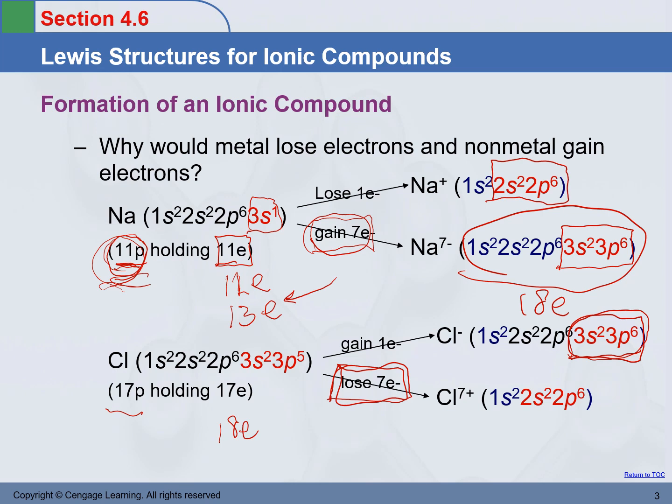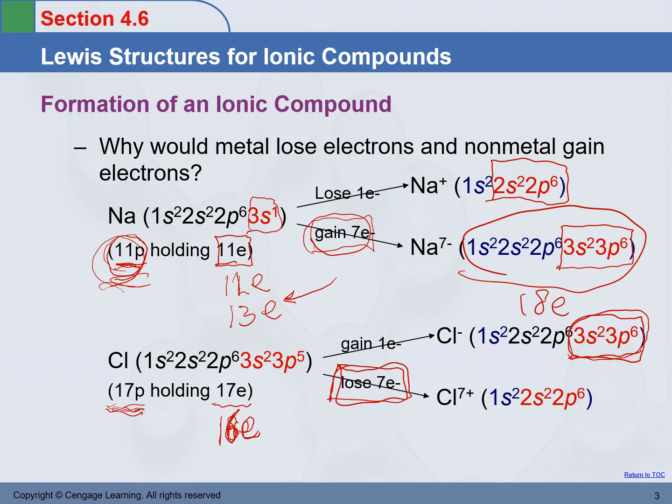Now let's consider losing 7 electrons. Again, initially 17 protons holding 17 electrons. Losing 1, suddenly 17 protons will be holding 16 electrons. Now, these 16 electrons are feeling more attraction from the nucleus than before. Before, 17 protons holding 17 electrons. Now 17 protons are holding 16 electrons. So each electron is feeling more attraction from the nucleus than before. Makes sense to you?